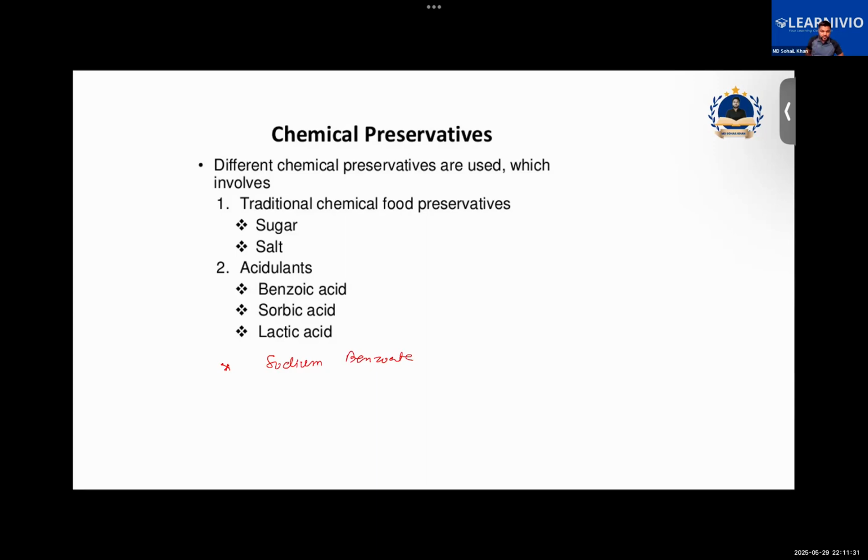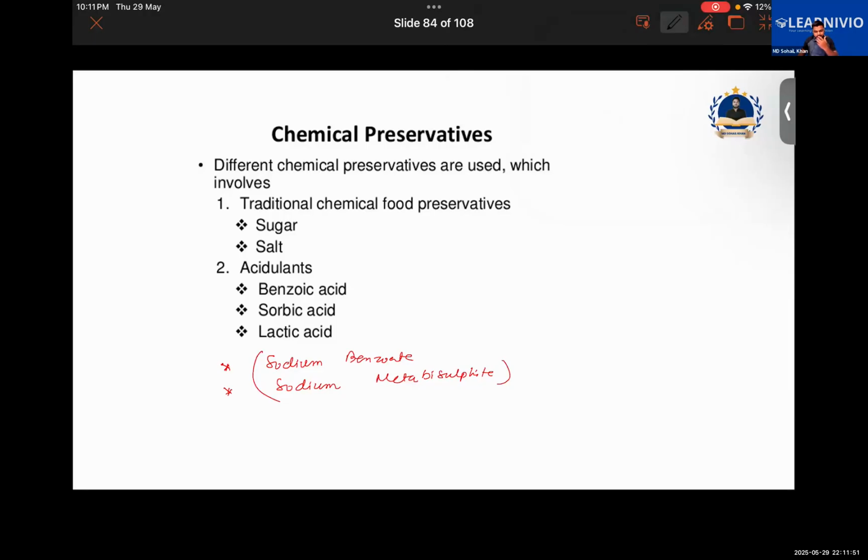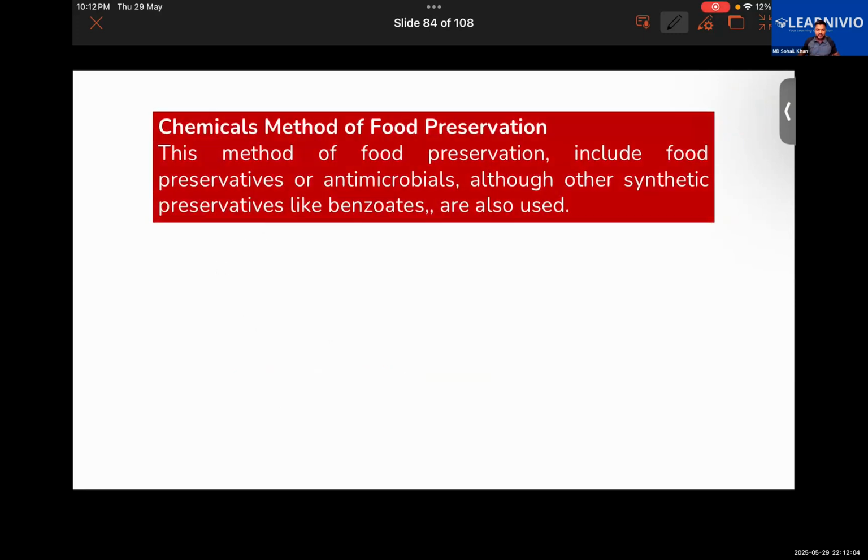or sodium metabisulfite. These names might seem difficult to memorize, but basically, these are chemical preservatives that are added to the food in order to prevent it from being spoiled. So both physical and chemical treatments are given in order to prevent the spoilage of the food.